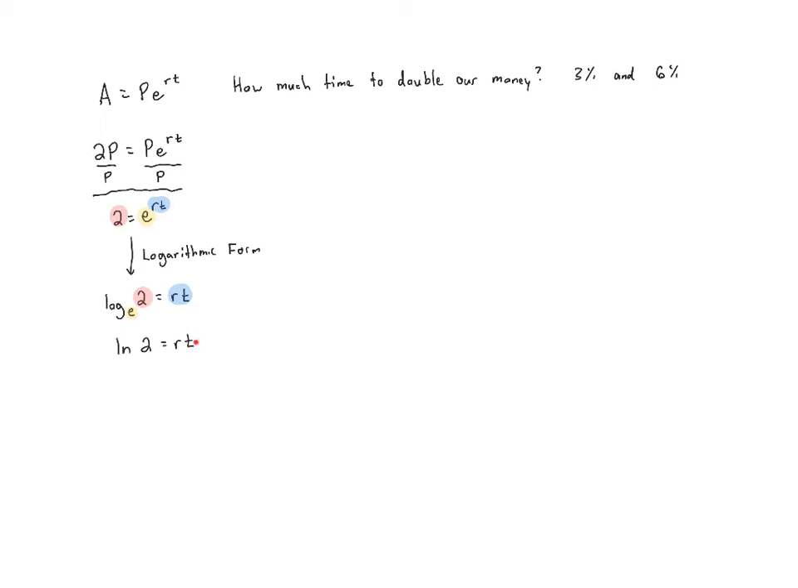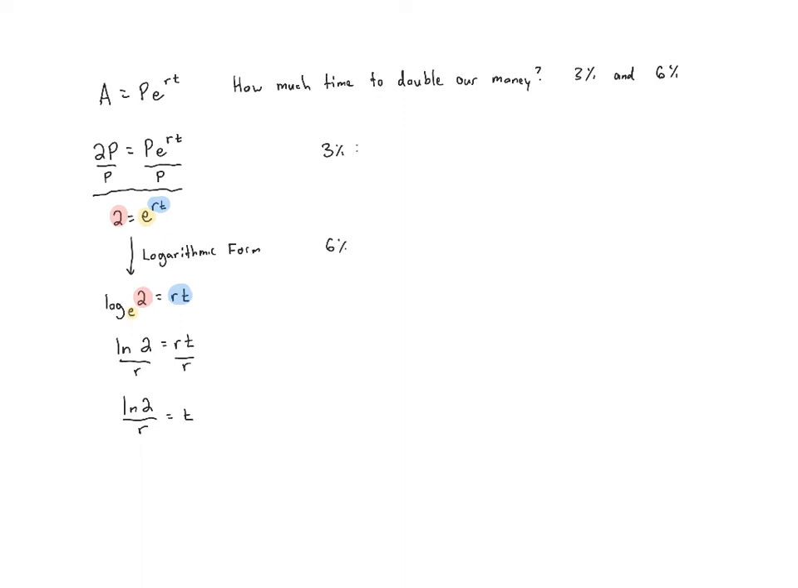And if we want to solve for t, we've got to divide both sides by r. And so if we want to calculate the amount of time it takes to double our investment, we just need to take ln of 2 and divide it by the interest rate. So let's do that for each of these interest rates. Let's look at 3% and 6%.